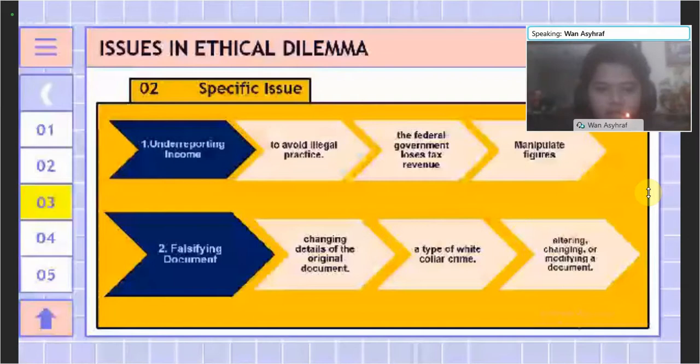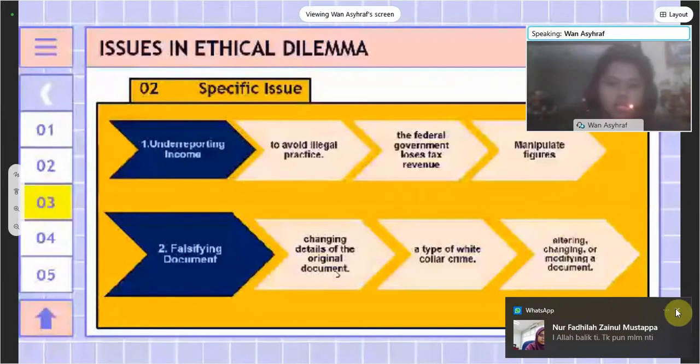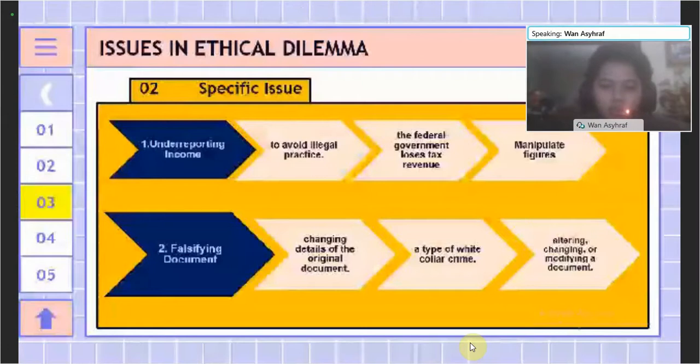And then we have falsified documents. Falsifying a document is changing details of the original document. It's about creating a new document or something else, just like putting a zero behind the number. It's changing the details of the original document. Then the type of white-collar crime is when you don't have the document, or you make something under the table. Altering, changing, or modifying a document is the same as the prior point.